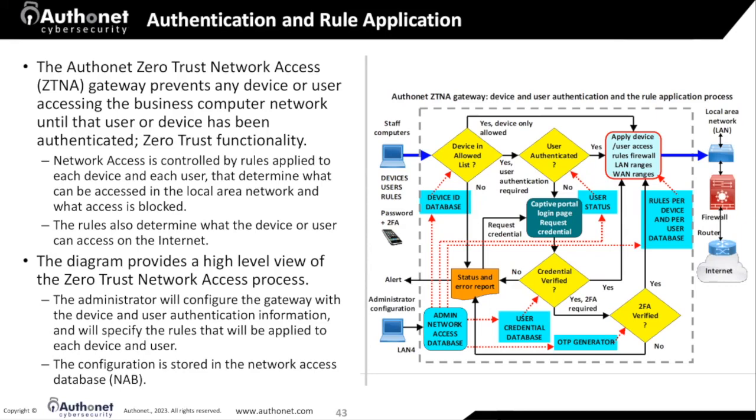Once the authentication process has been completed, then the connections are passed to the firewall, and so the access rules are applied. Access rules for the local area network access and access rules for the internet access. If any error in that process occurs, then it's added to the status and error report, and if necessary, an alert is sent out to the administrator.